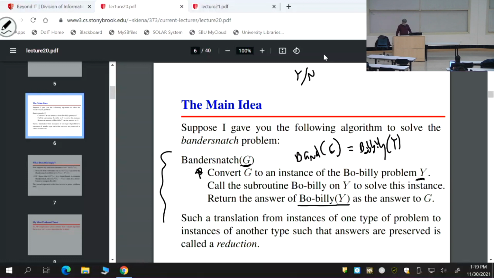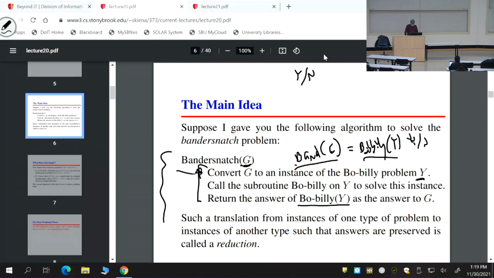If we can do this kind of translation, then returning Bobilli of Y as the answer to Bandersnatch of G is a perfectly correct thing to do if the answers are the same. And if Bandersnatch is a yes-no problem, Bobilli has to be a yes-no problem. And whenever Bobilli of Y is yes, Bandersnatch of G is yes. Suppose we have an algorithm like this. What does this algorithm mean? It can have 2 possible applications.